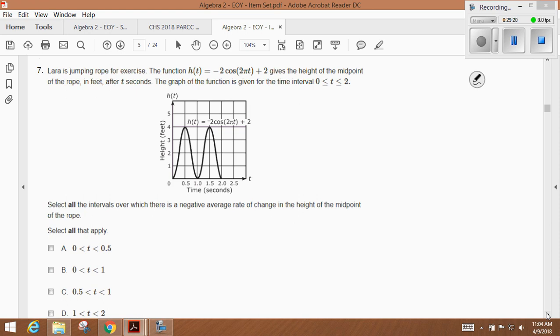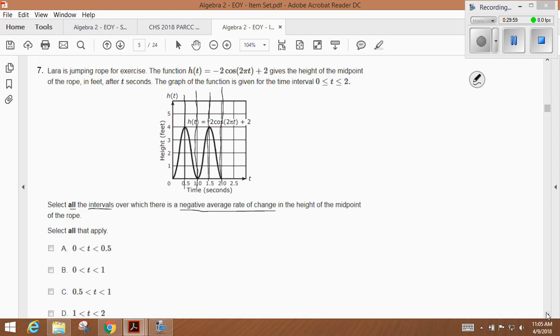We're being asked to select all intervals over which there is a negative average rate of change. What does that mean? It means the graph is going down. Okay? So I don't need to know anything about trigonometry to do this. I just need to know that the graph goes down between here and here, and the graph also goes down between here and here, right?